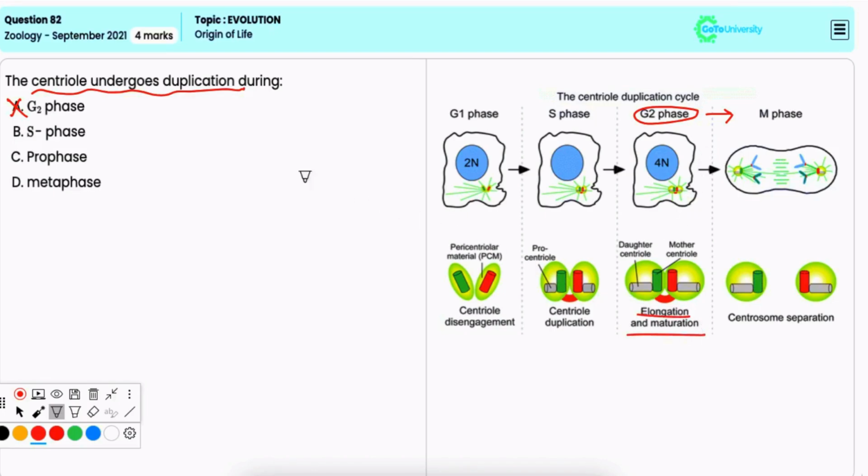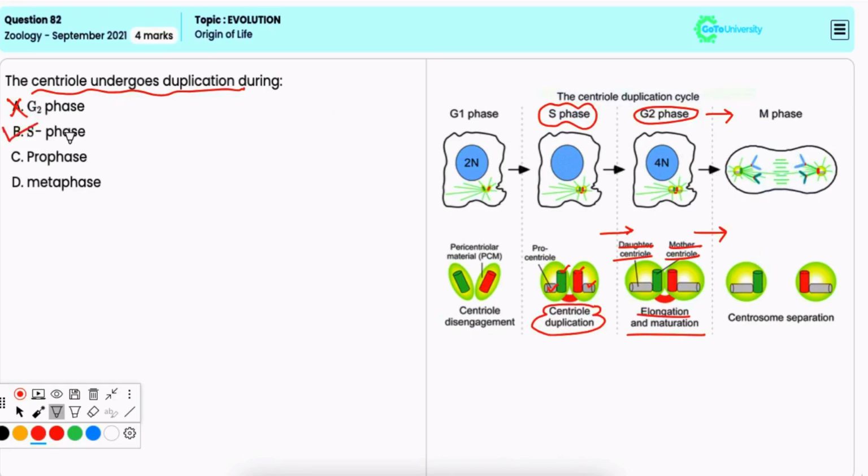Option B, S phase. Now, during synthesis phase, that is S phase of the cell cycle, centriole duplication occurs. The centrioles replicate to ensure that two pairs of centrioles are available for the next phase of cell division, whether it is mitosis or meiosis. And each centriole duplicates to form a new one, preparing for spindle formation. Hence, this is the correct option.